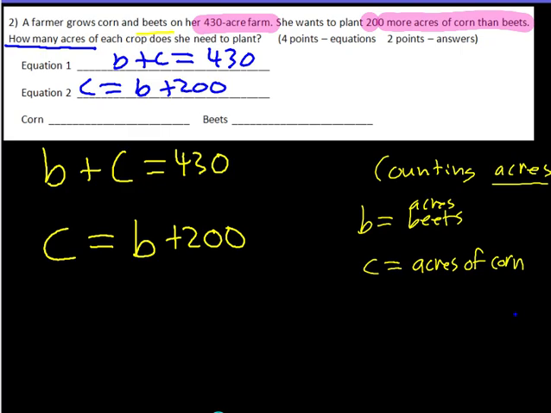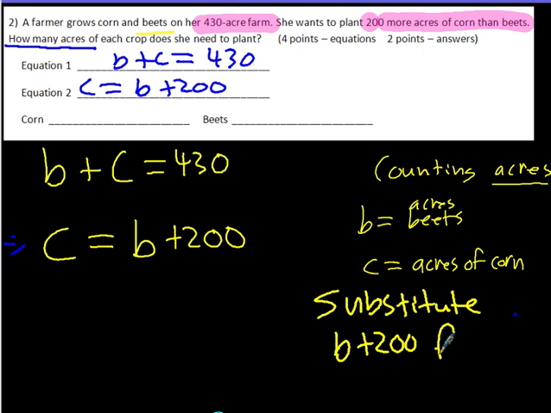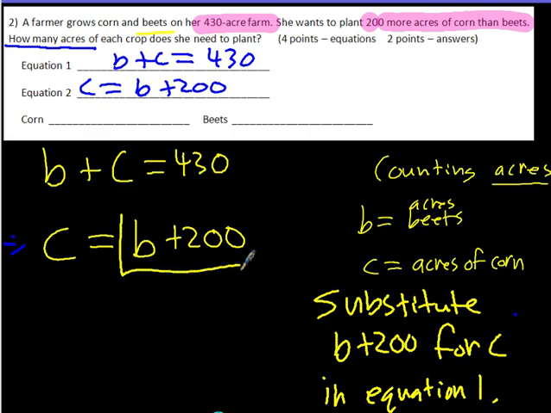Since C is already solved for, I'm going to substitute B plus 200 for C in equation 1. That means I'm going to take this and I'm going to put it wherever I see C in this equation because they're equal. That's what this means, so I can substitute them. Right? So that gives me a new equation.